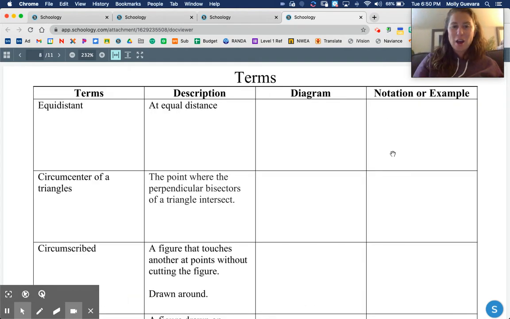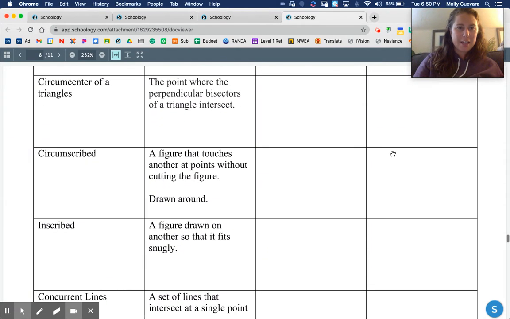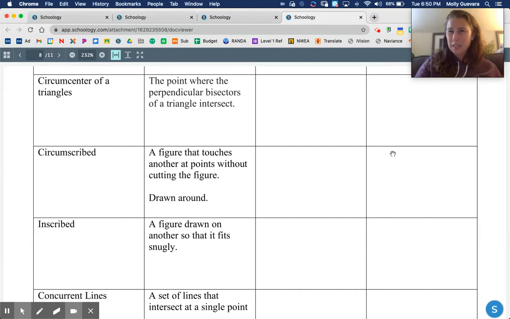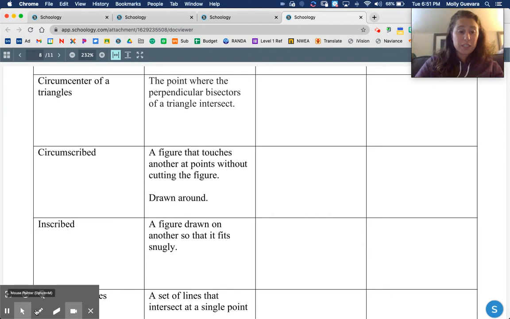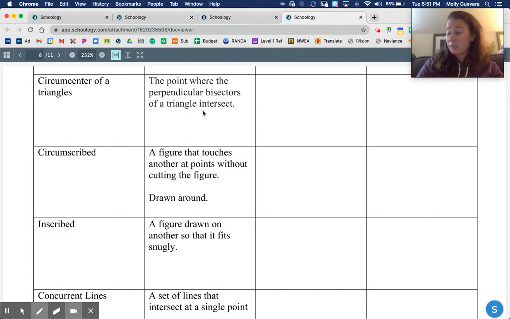All right, so here we are at our terms page. And you're probably going to want multi colors on this. There's a lot of detail in these drawings that we're going to do, and I don't do so well drawing on this tablet, so we'll see how well I do, but it might be really helpful to have multicolors going on here. So the first thing that we're going to define is the circumcenter of a triangle. So this is the point where the perpendicular bisectors of a triangle intersect.